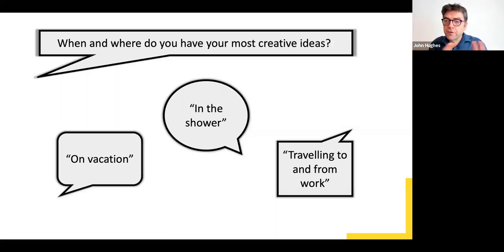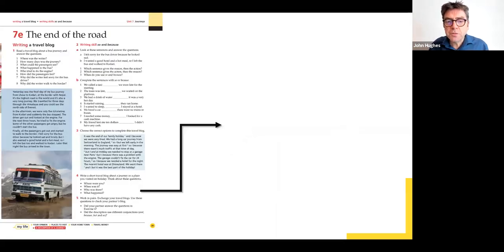And sometimes for homework, you'll say to the students, do the workbook or do the online activities, do the true false type questions. But sometimes students need to go away and think about it. Let me give you an example. This is a page from Life. And on this part of the course book, students read a travel blog. Then they analyze the language, they look at the use of so and because, and then they have to write their own piece of travel writing.